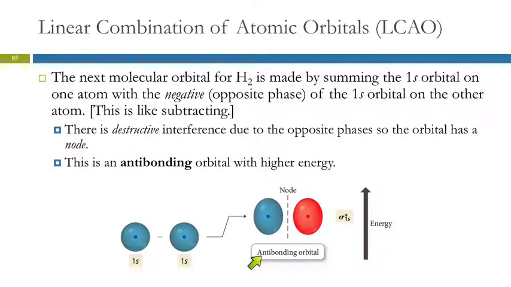antibonding orbital. If electrons are in here, that's going to raise the energy of the molecule and make it less likely that they're going to bond. This is called sigma star 1s. It is also spherical, symmetrical around that internuclear axis. The asterisk tells us it's an antibonding orbital. Any questions?